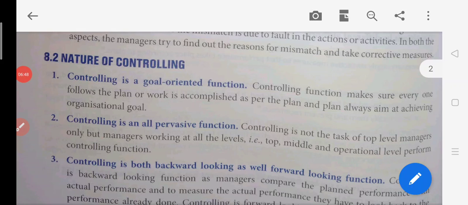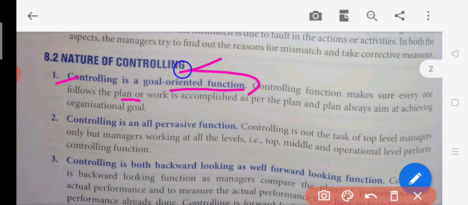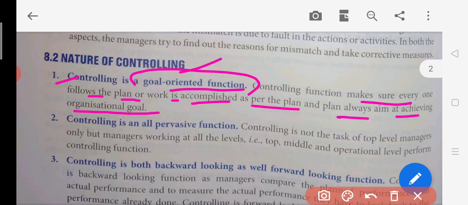Okay. Now, after this, the nature of controlling. In the first point of the nature of controlling, controlling is a goal-oriented function. Means there will always be some target for which controlling is done. We always make sure that whatever the plans and work are, they should be accomplished as per planning. Plans always aim at achieving organizational goals, and for achieving these goals, you will have to do controlling. So this is the nature of controlling, that it is simply done to attain the goals or targets.